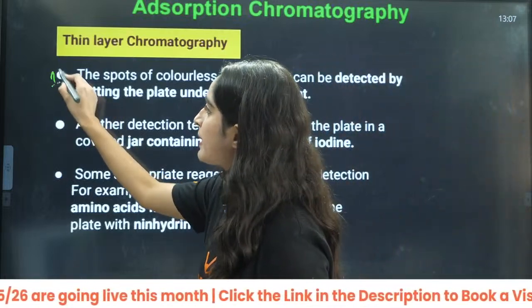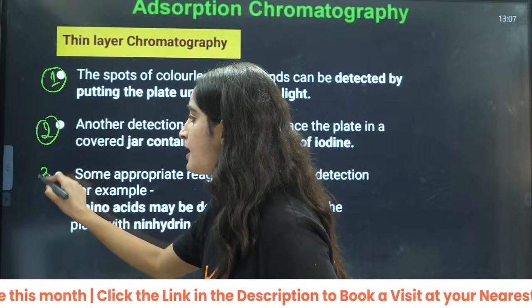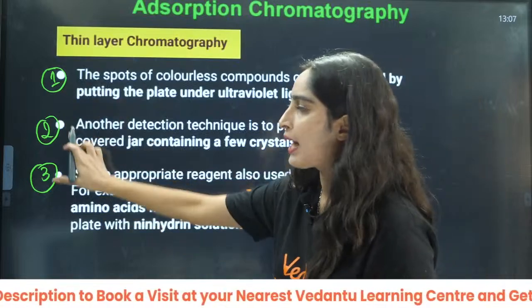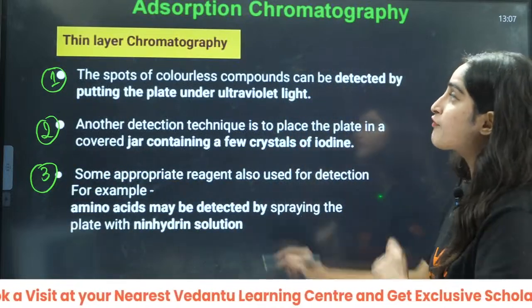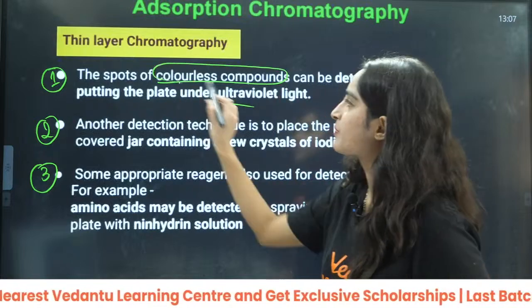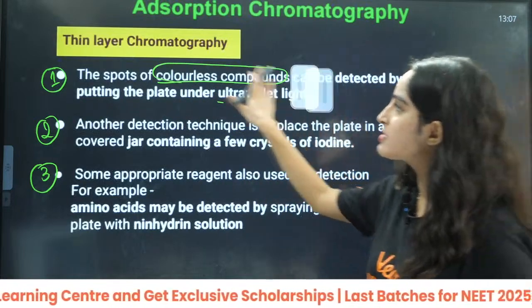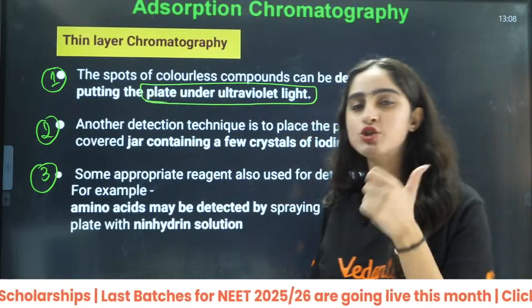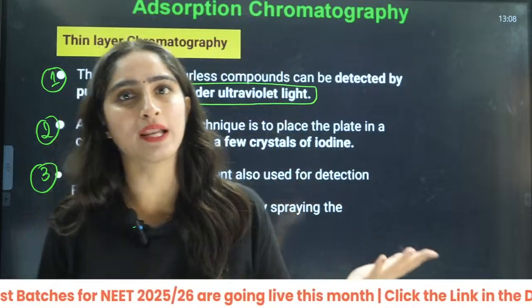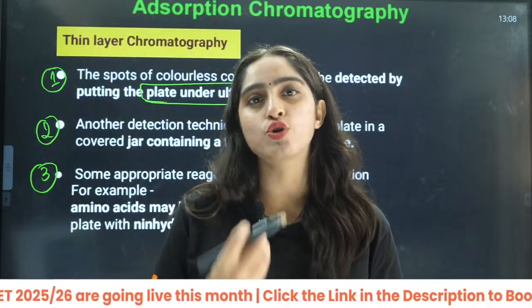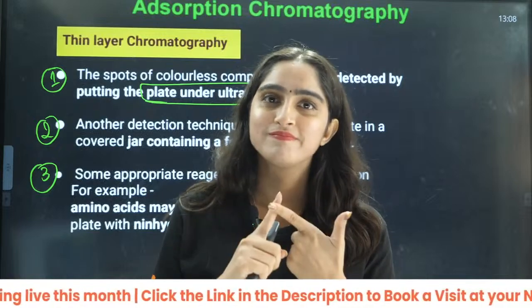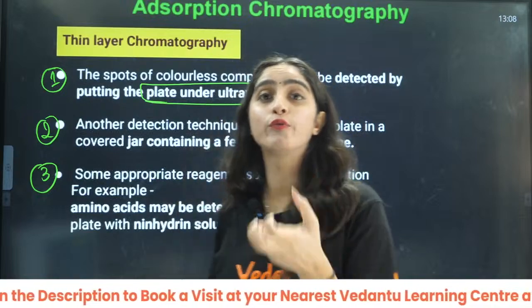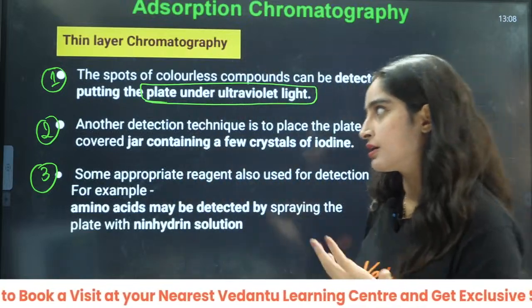So these are the 3 methods mentioned in your NCERT, right? As I told you, from this chapter, apart from NCERT, they will not ask you anything. So you have 1, 2, 3 methods. The spots of colorless compounds can be detected by, first, putting the plate under UV light. They can ask you which of the following is not a method to identify colorless compounds in chromatography. First is your UV radiation. You can put it under the UV light and it will start to show different colors, right?